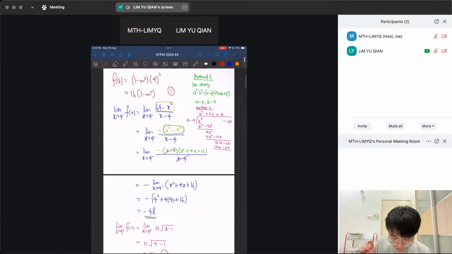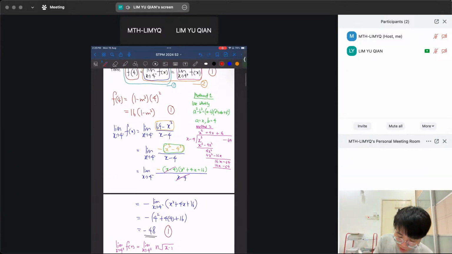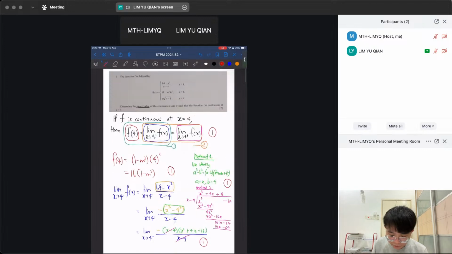So finding the blue color one, I think we have more marks. Normally this one gets 3 marks. Up to here you get 3 marks, which means the final answer is 1 mark, and the method of how you factorize is another mark, either method 1 or method 2. And then you cancel the factor, which also has 1 mark. So 1, 1, 1, 1, 5 already.